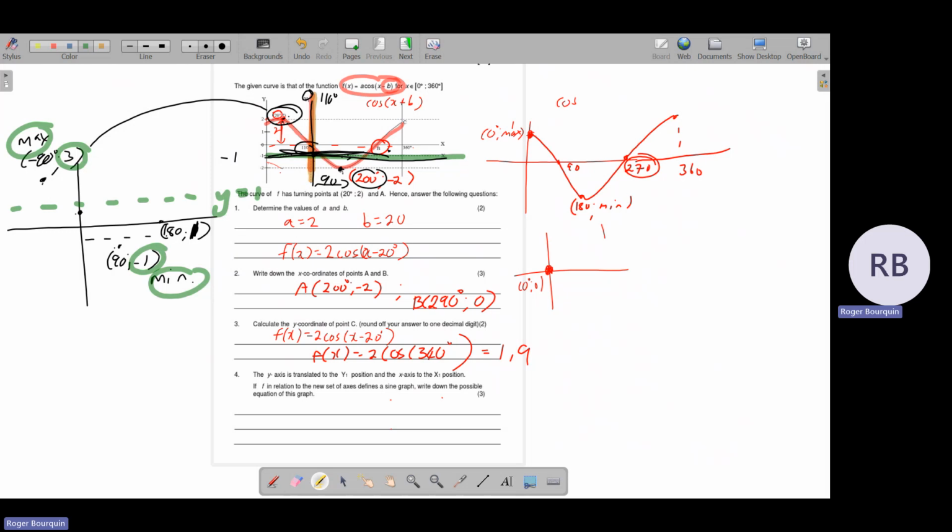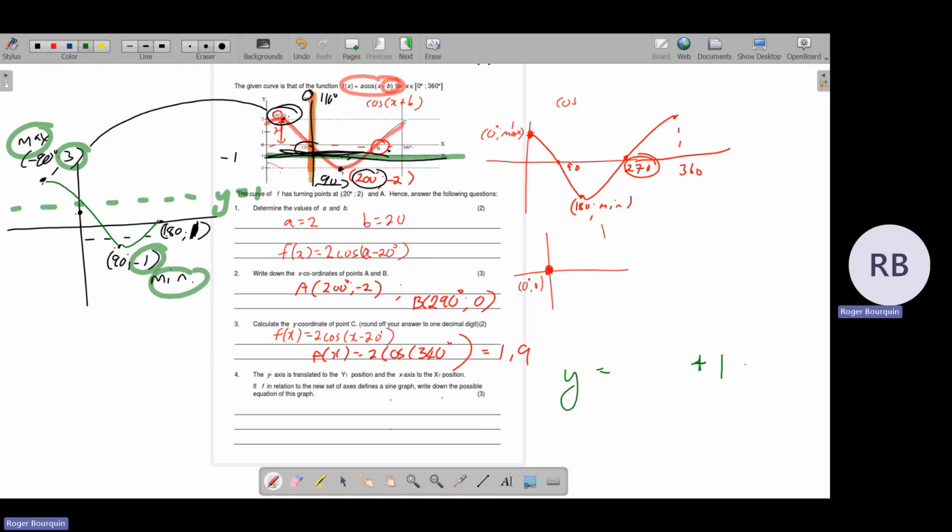So if this is my middle line, and it goes through 90, minus 1. Are you with me? Now I know it's a sine graph, it's going to be something plus 2. Plus, what did I say? Plus 1, sorry. So it's going to be something plus 1.